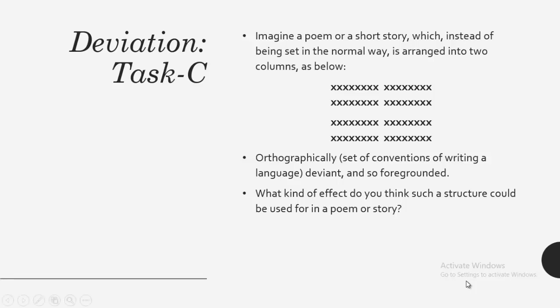So if a writer uses a short story in this way, he or she would have broken the rules of orthography. So this poem or this short story would be orthographically deviant. It would be deviant. It has broken the rules of writing in a language. So it would be foregrounded, because of its deviation, it would become prominent from the rest of the writing.